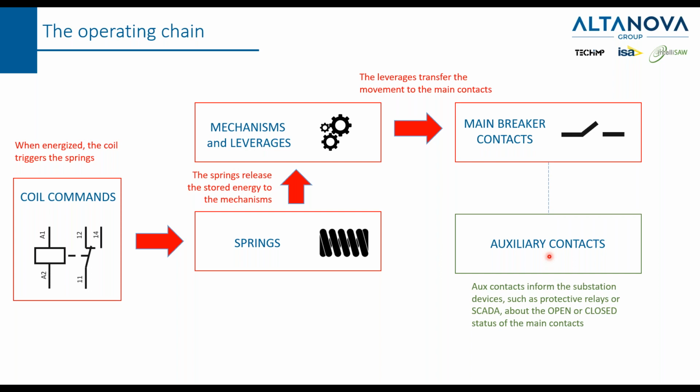If the relay, for example, wants to open and is not receiving back the information that the circuit breaker is really open, then it can decide to activate a logic called breaker failure. The breaker failure logic typically opens all the breakers that are connected to the same bus bar. So it's very important to control that the auxiliary contacts are working well.